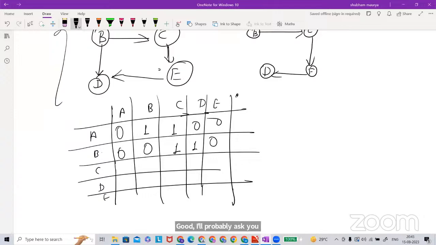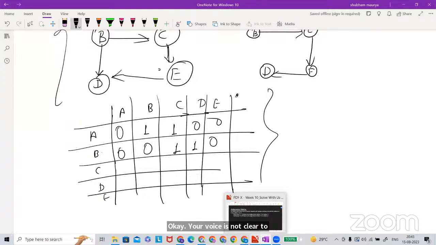Okay, so let me go on. So this is the process to write the adjacency matrix. Your voice is not clear to me, that's why I'm repeating more times. Others can speak directly. So this is the process.